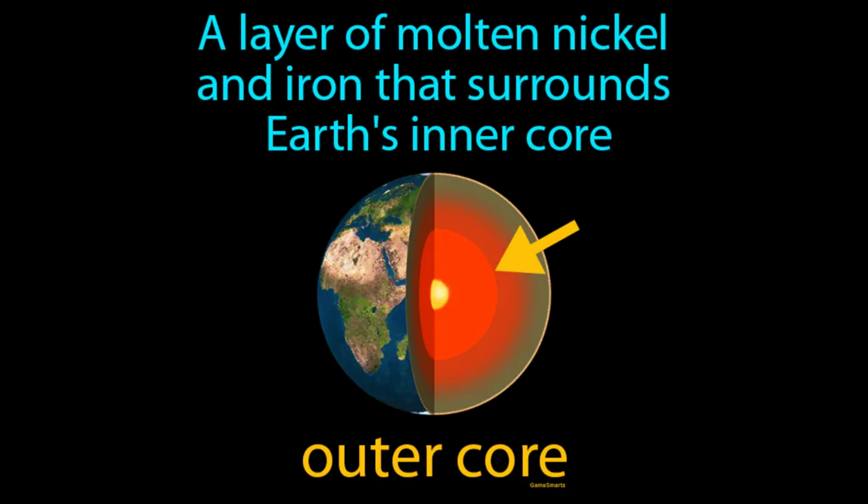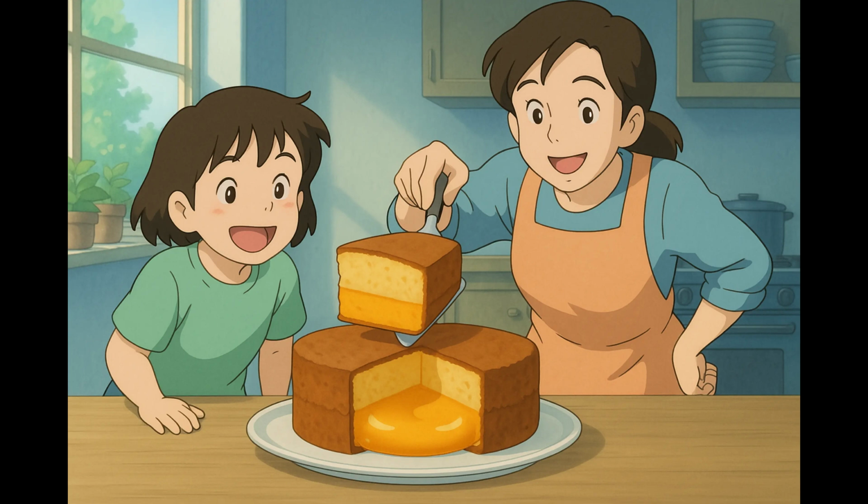A layer of molten nickel and iron that surrounds Earth's inner core. Outer core. The outer core is a hot, liquid layer of metals surrounding Earth's solid inner core, creating our planet's magnetic field. Imagine trying to bake a cake with a gooey center and a solid crust.